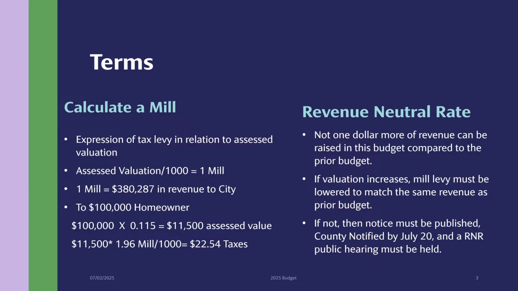As a refresher on the revenue neutral rate rules, what revenue neutral rate means is that we cannot increase our tax revenue $1 more than the prior year without doing special procedures. If the valuation increases, like ours increased 5.1%, the mill levy must be lowered to get the same revenue as the prior budget. So we would decrease the mill 1.96 mills to keep the same revenue as the prior year.